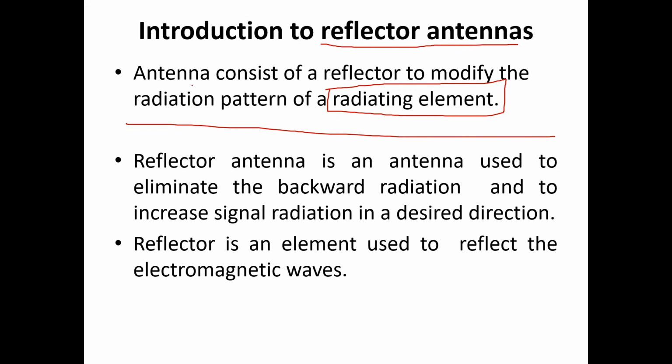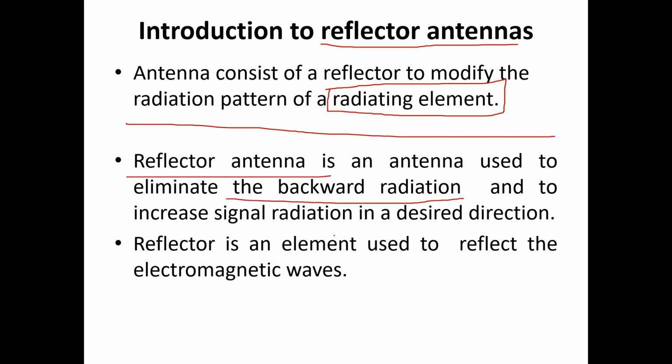Second, due to the reflector antenna, we can eliminate or reduce the backward radiation from the active element. That's why we keep a reflector element in an antenna. In the same way, if we properly design our reflector, it is possible to reduce the backward radiation from the active element, so that we can concentrate most of the electromagnetic signal in the desired directions.